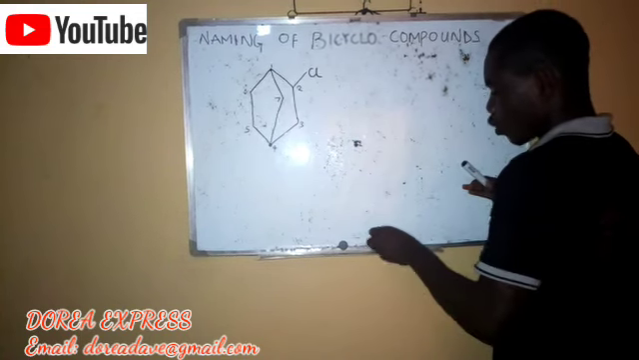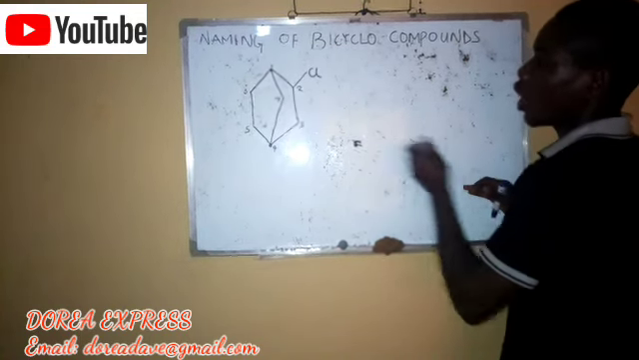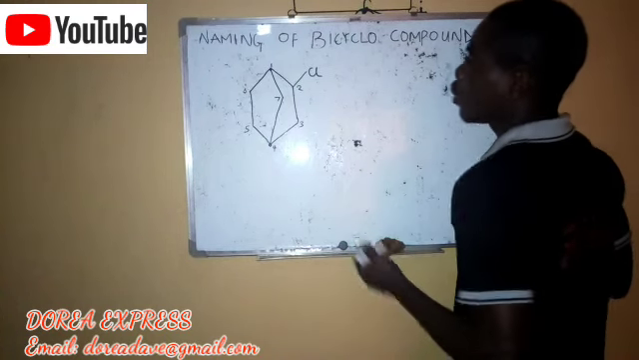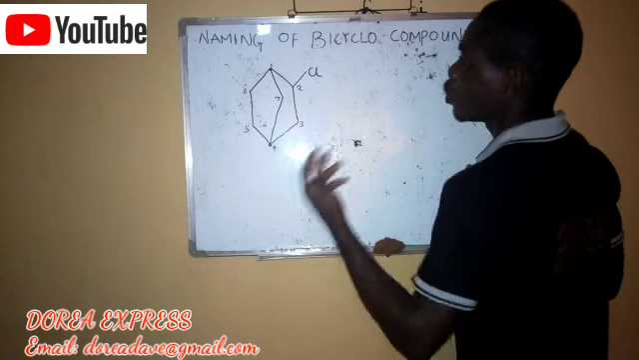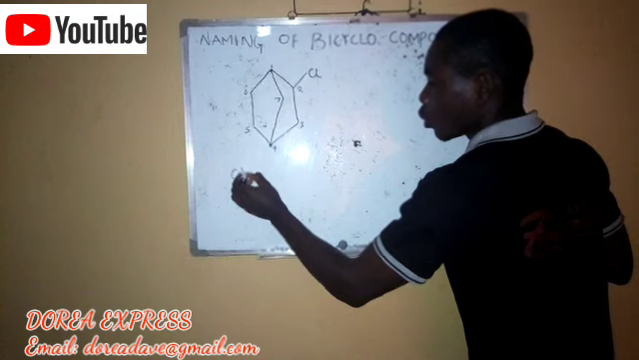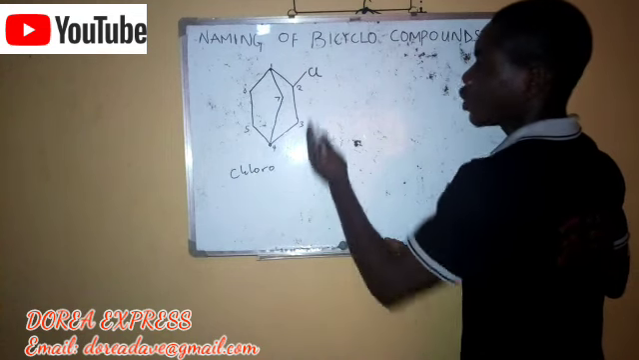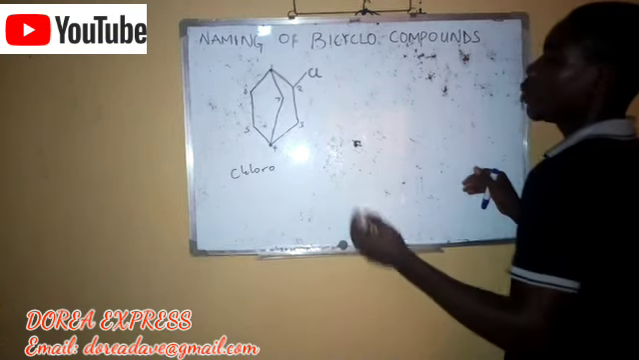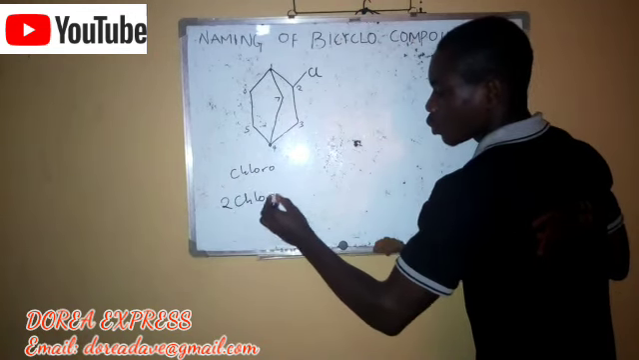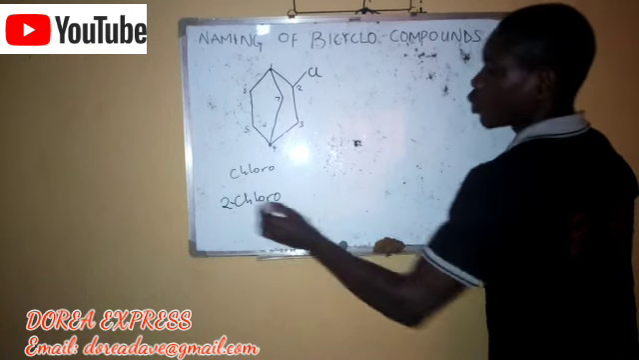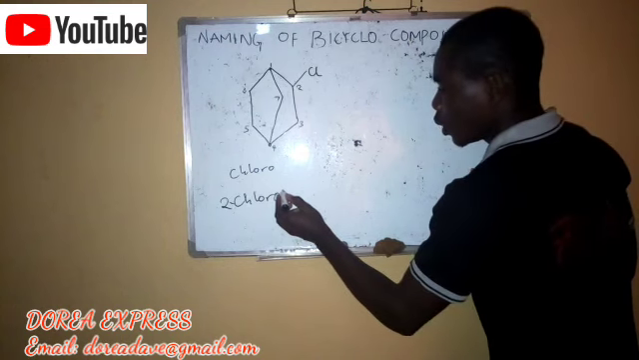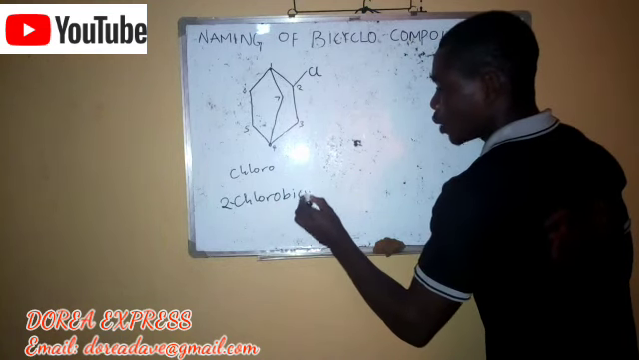So in naming this compound, we have identified our head bridge and we have numbered the compound. So let's look at the groups attached to the carbon. As you can see, we have only one group, which is chloro, attached at the second position. So in naming this compound, we say 2-chloro. So no other substituent attached to the ring. So we say this is 2-chloro bicyclo.